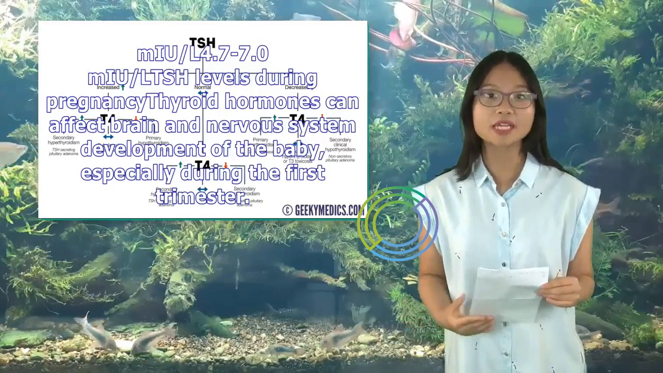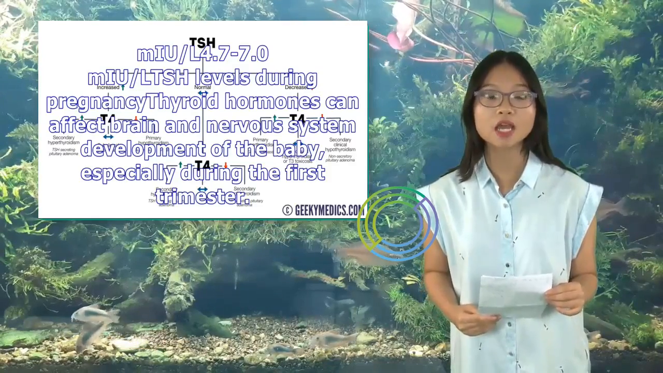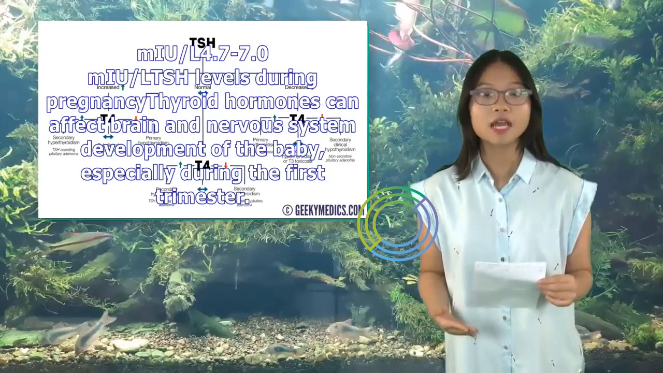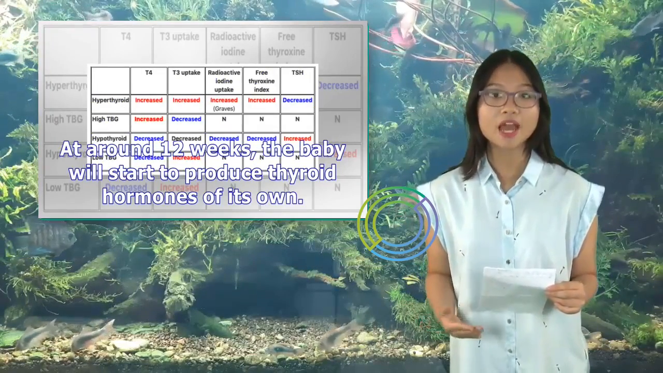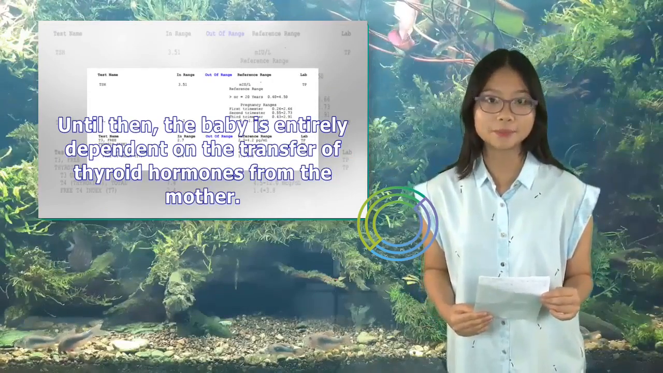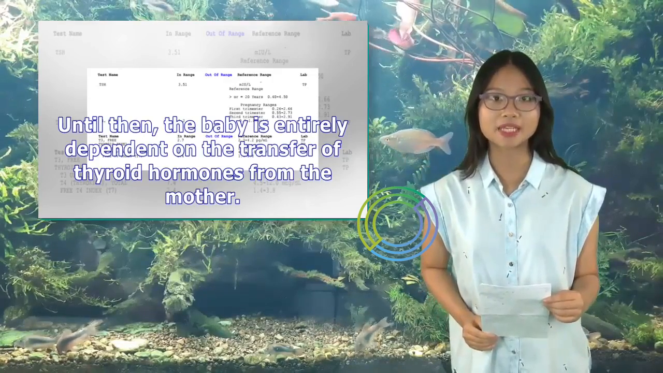TSH levels during pregnancy. Thyroid hormones can affect brain and nervous system development of the baby, especially during the first trimester. At around 12 weeks, the baby will start to produce thyroid hormones of its own. Until then, the baby is entirely dependent on the transfer of thyroid hormones from the mother.